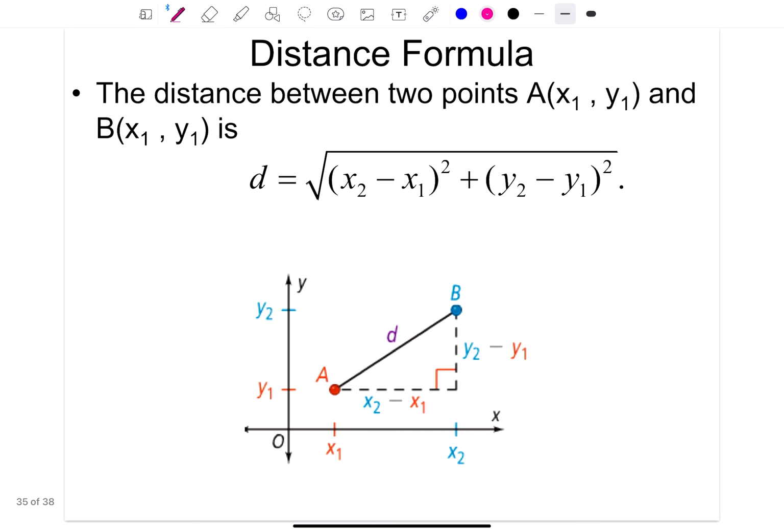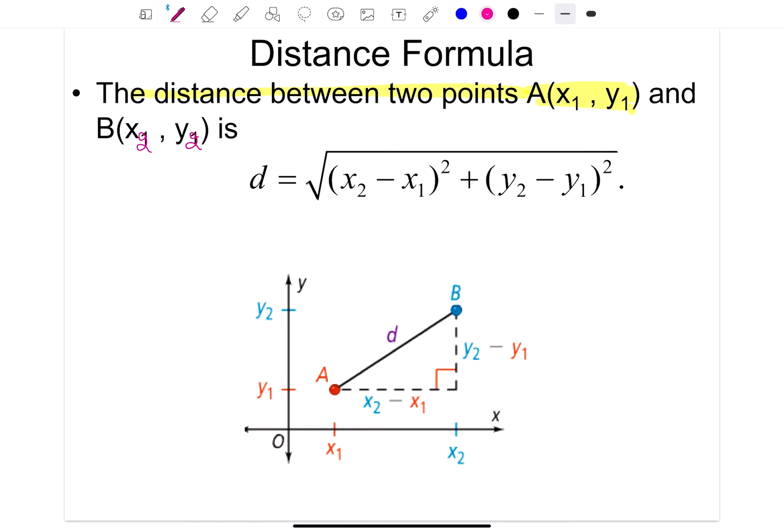Now we're going to talk about the distance formula. The distance between point A with coordinates x1, y1 and point B with coordinates x2, y2 is given by D equals the square root of the whole quantity: x2 minus x1 squared plus y2 minus y1 squared.